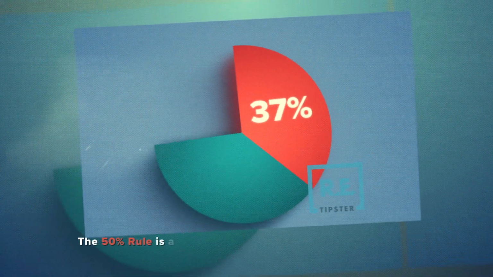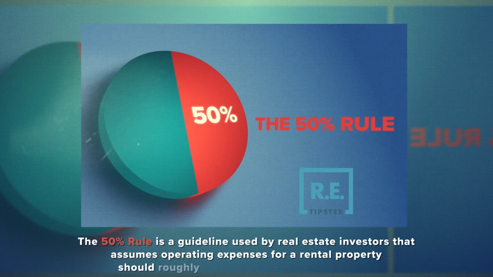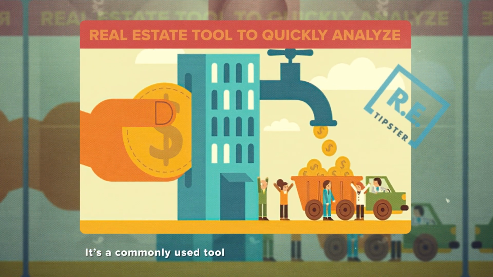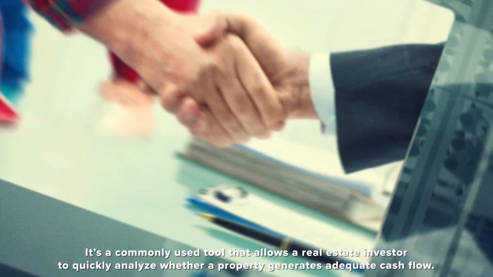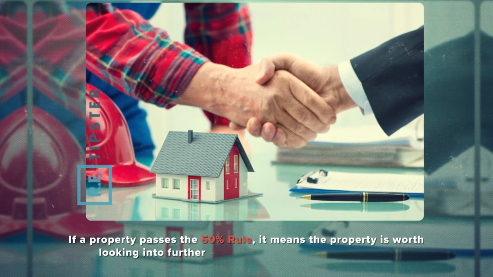The 50% rule is a guideline used by real estate investors that assumes operating expenses for a rental property should roughly equal 50% of the gross income. It's a commonly used tool that allows the real estate investor to quickly analyze whether a property generates adequate cash flow. If a property passes the 50% rule, it means the property is worth looking into further.